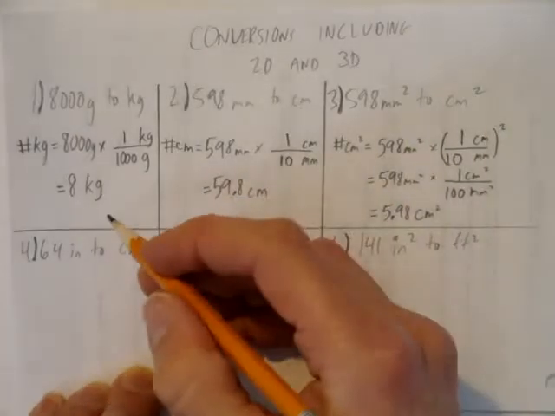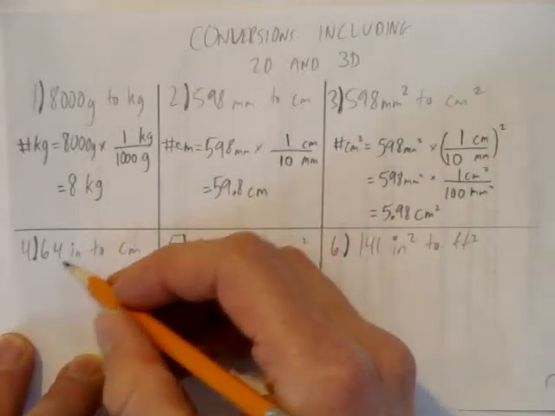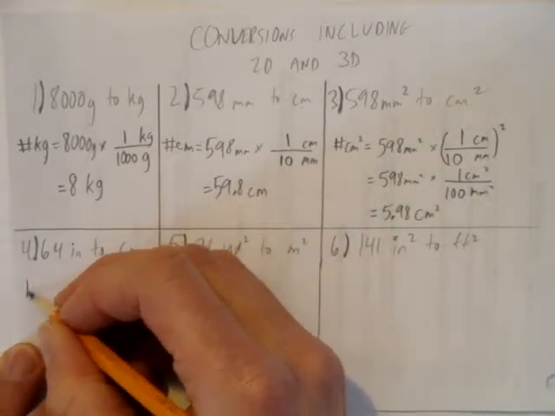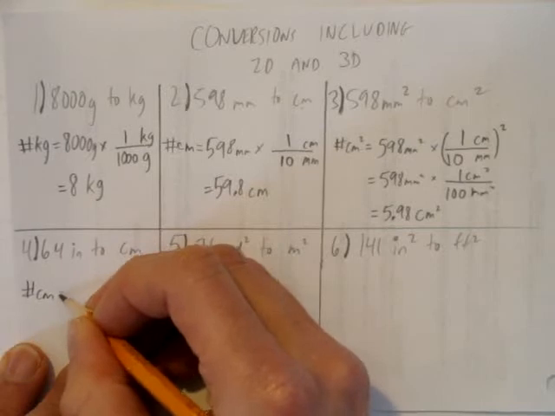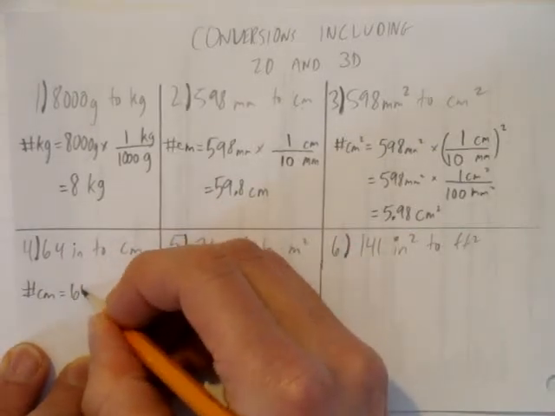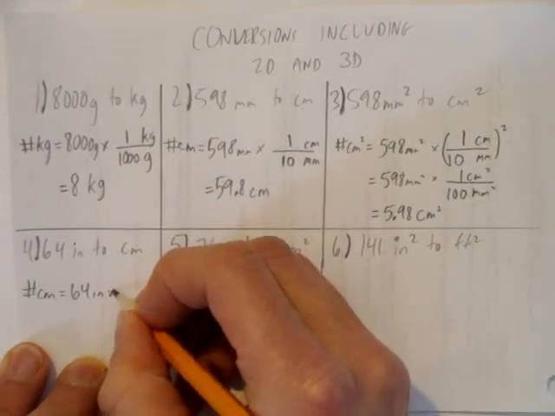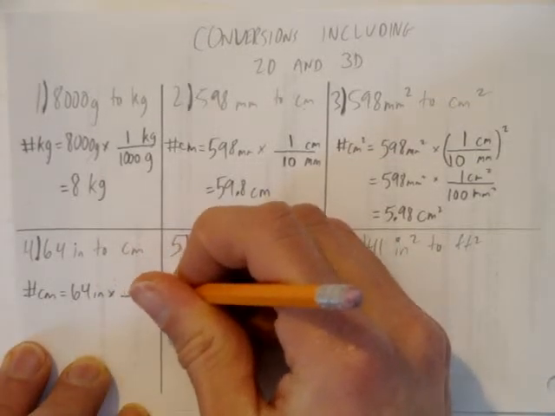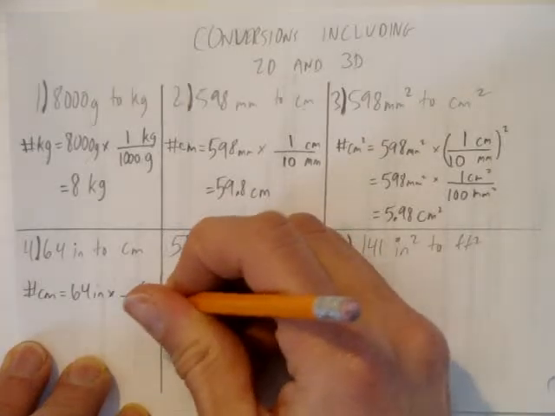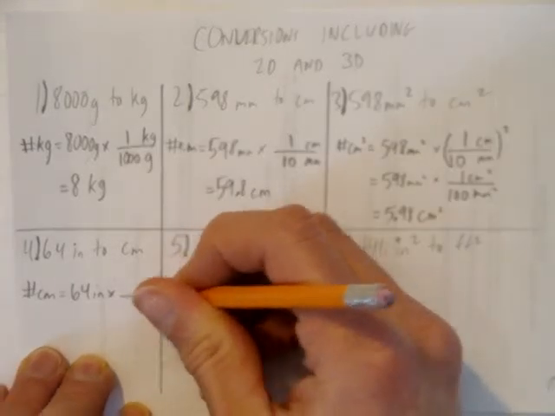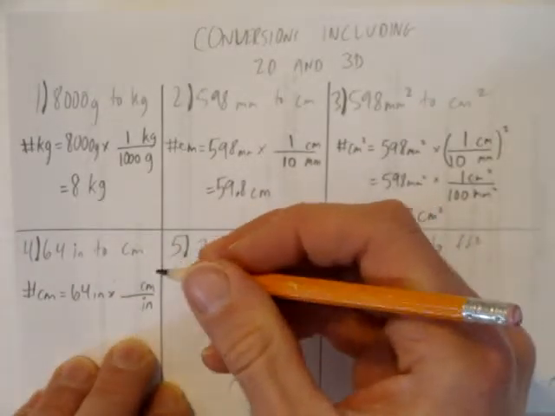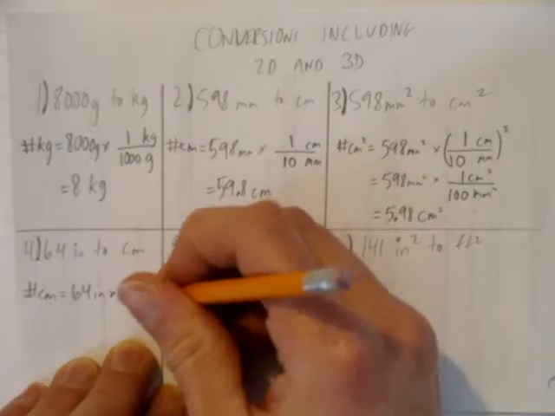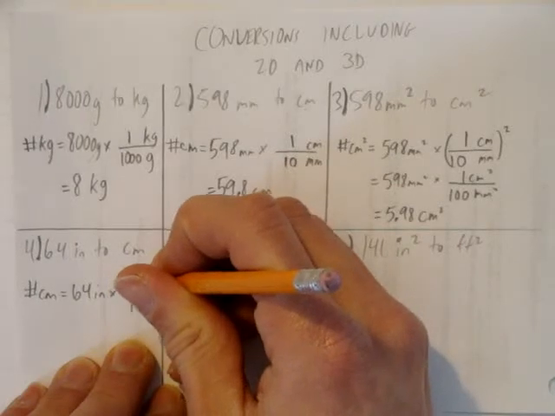Let's go back to just straight length conversions, or just straight numbers. In this case it is a length, inches to centimeters. So we're going to find the number of centimeters by taking the number of inches, 64, and multiplying by what we want on top, which in this case we're going to centimeters, and then divide by what we want to get rid of, in this case the inches. So if you look on your formula sheet, 1 inch is 2.54 centimeters.